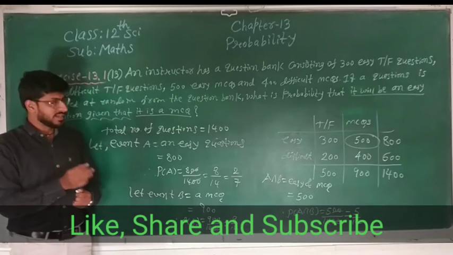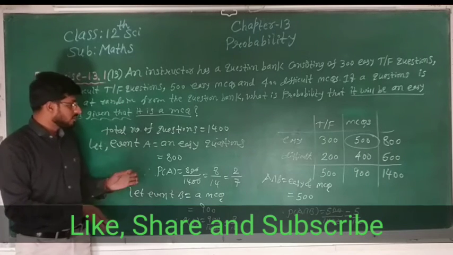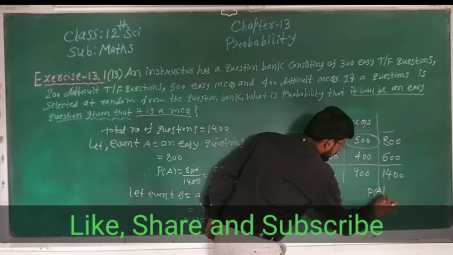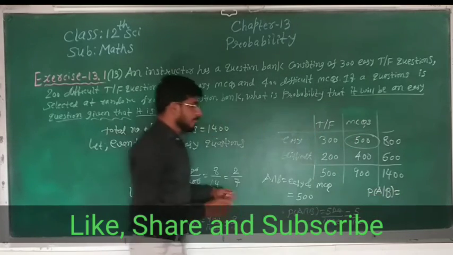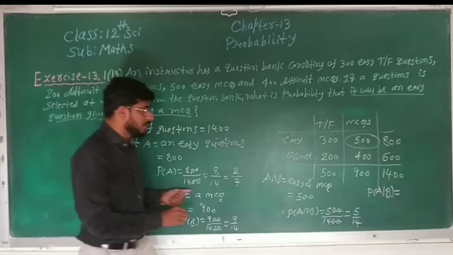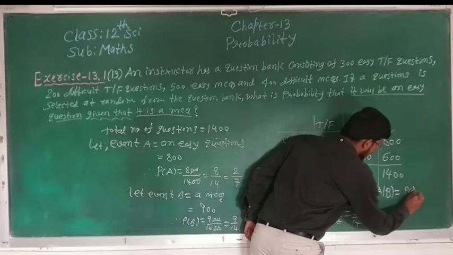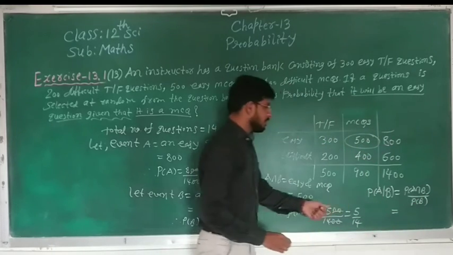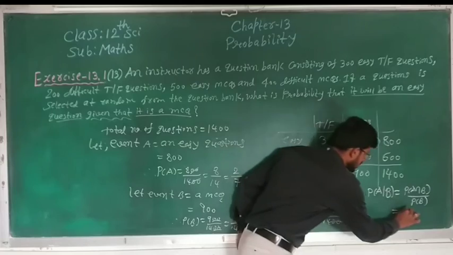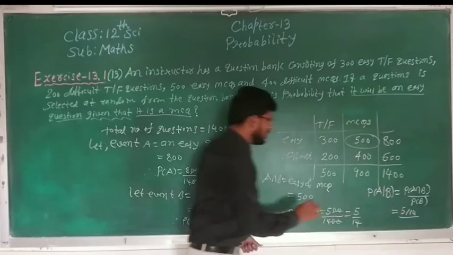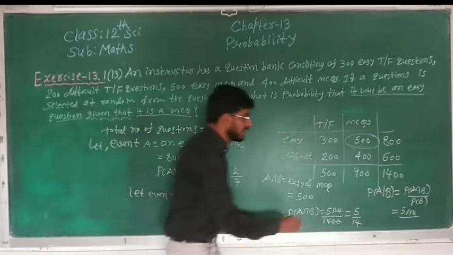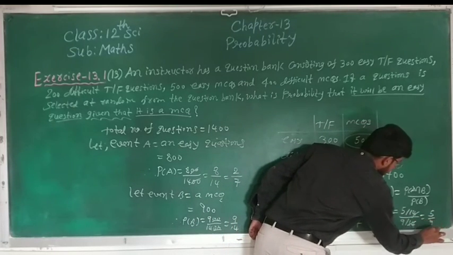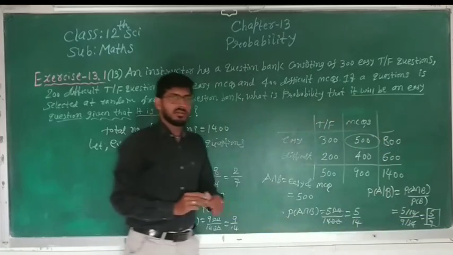Next we have to apply conditional probability and find out P of A given B, which is equal to P of A intersection B upon P of B. P of A intersection B is 5 by 14 upon P of B, which is 9 by 14. So 14 will be cancelled out. So we get 5 by 9. Is it clear?